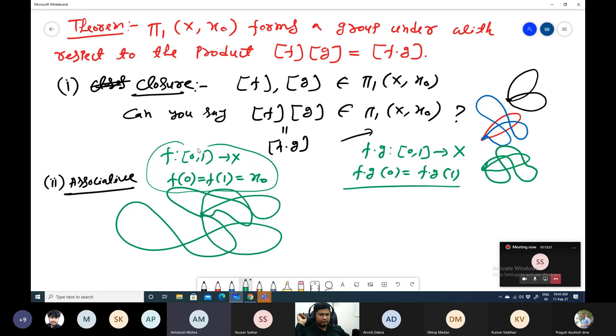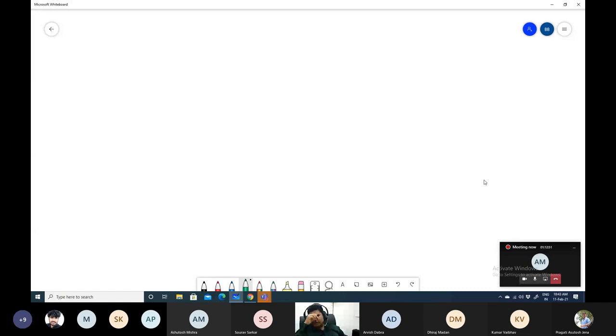Do not get confused with the definition of loop here. I am not saying that loop means a circle. It is not. A loop can be anything. A loop means we have a continuous function from the closed interval [0, 1] to X such that the first point and the end point are both the same. That's all. In graph theory, it has a different meaning of loop, but I do not think those are the only loops. Fine. So we can prove the associative property.